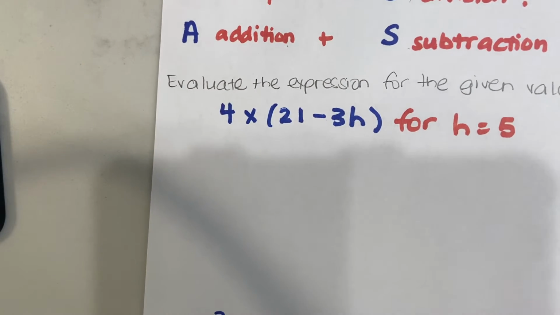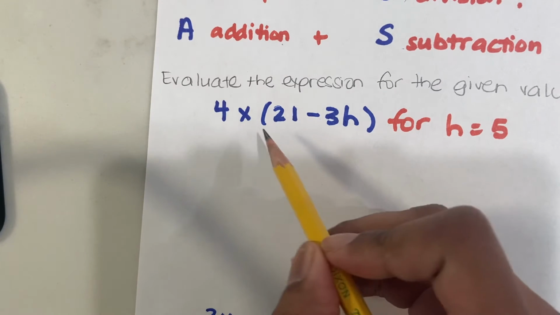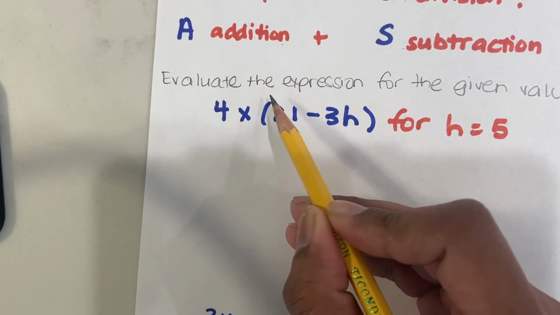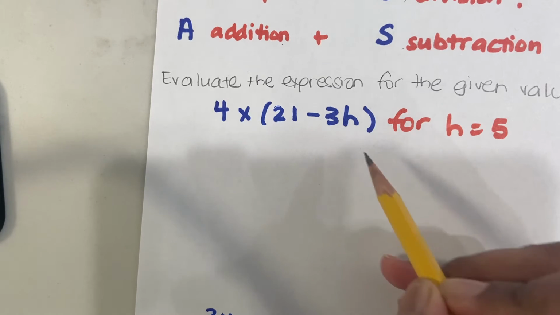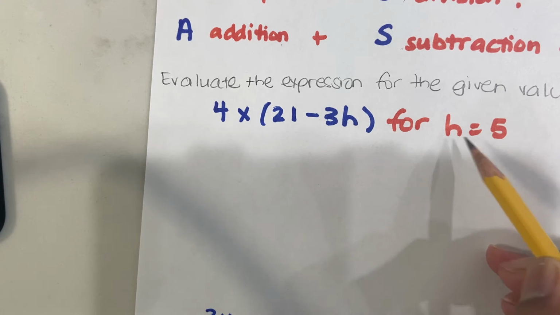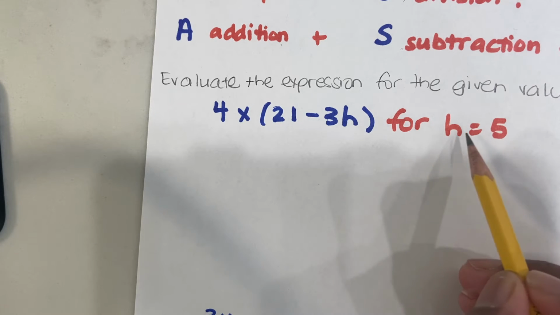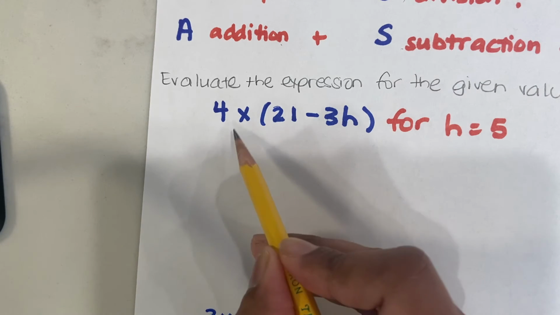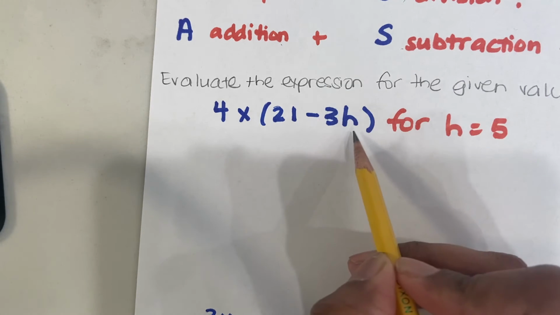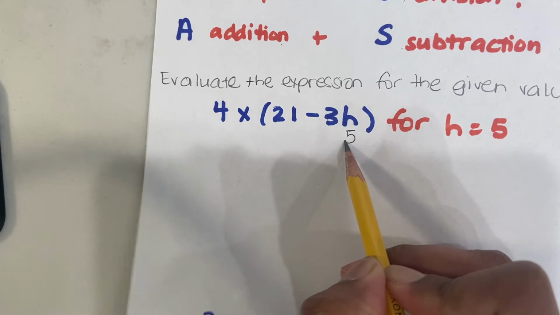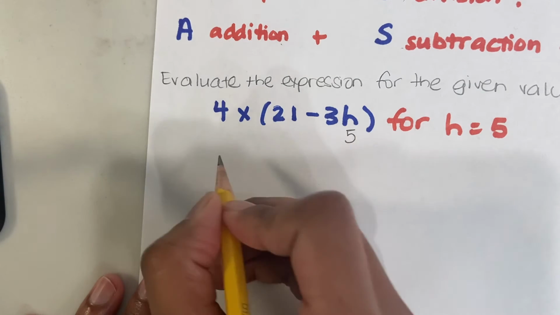Now, let's take a look at this expression, and we're going to use order of operation to help us solve for this. So what's written in blue is the expression. It says 4 times, and in parentheses, 21 minus 3h, parentheses. And now it says h equals 5. What that means is that we are going to substitute 5 for the variable h. So wherever we see h, the variable h in our expression, we can substitute that 5 in here, just like that. So I'm going to rewrite this expression with the number 5 in place of the variable.